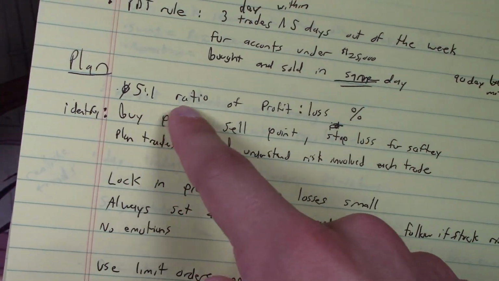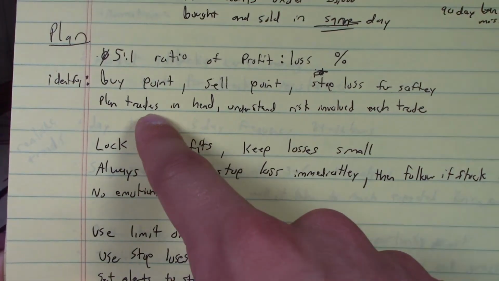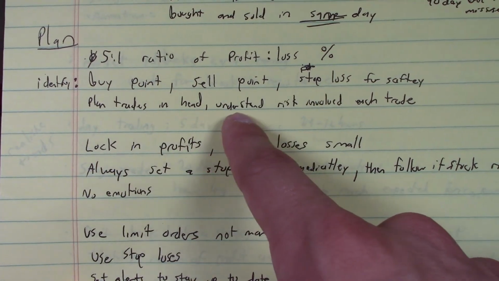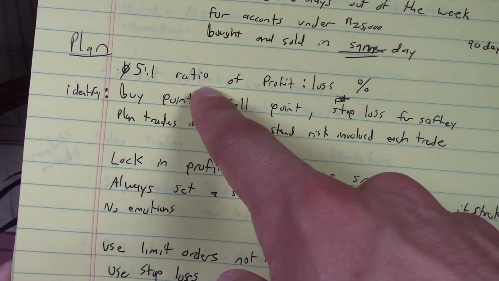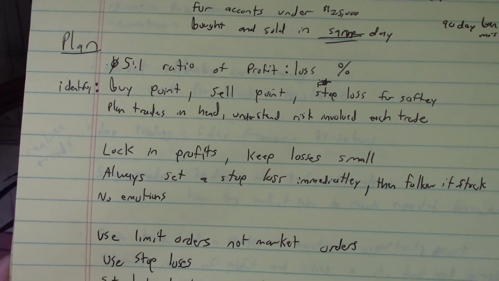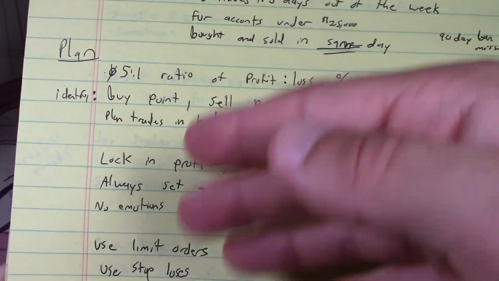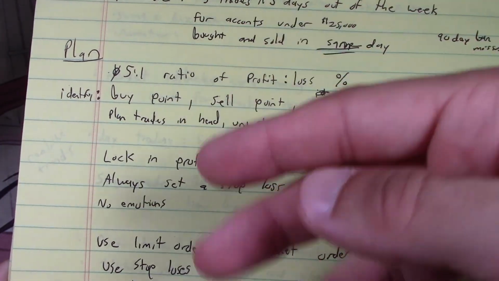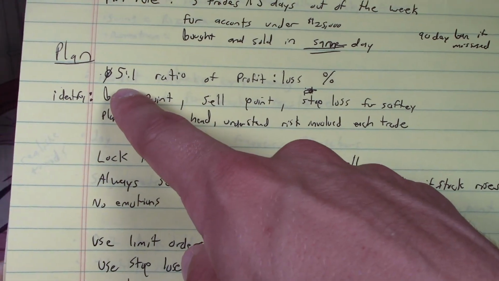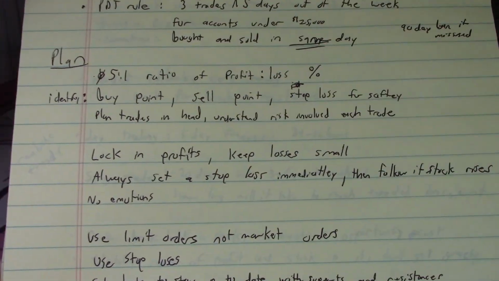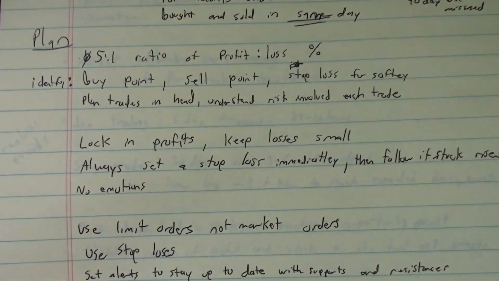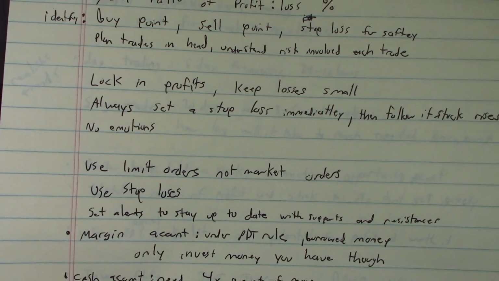So the plan: 5-to-1 ratio, profit to loss. Identify buy points, sell points, stop loss for safety, plan trades ahead, understand the risk involved in each trade. 5-to-1 ratio, yeah, I think it's good, but the 5-to-1 ratio is when you trade it in practice. When you actually do it, you have to take into account that it's probably more like 5-to-2, or 4-to-1. Even though you're calculating 5-to-1, anticipate that it's a lot less because of slippage.